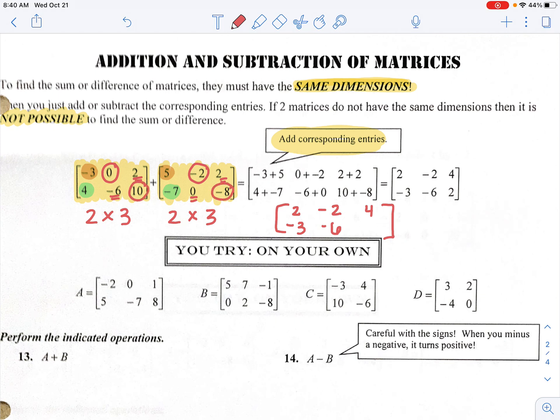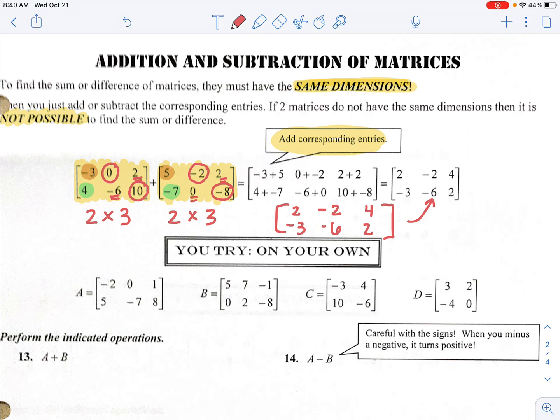-6 and 0, if I add those up, I get -6. And 10 and -8, if I add those up, I get 2. So my final answer should be in this 2 by 3 matrix. It says 2, -2, 4, -3, -6, 2, which is the exact same thing I got right there. So that's all you're doing there.